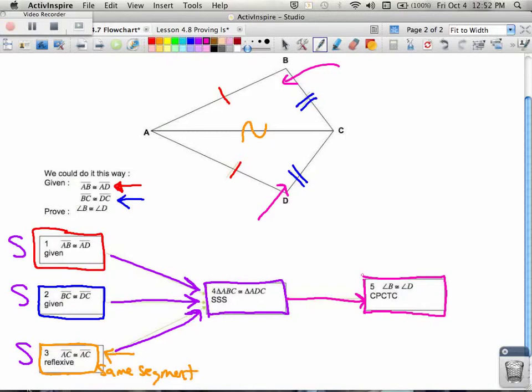And so that's kind of the main flow of proofs or the basic proofs in geometry. Oftentimes we're talking about two triangles being congruent and drawing a conclusion from that.